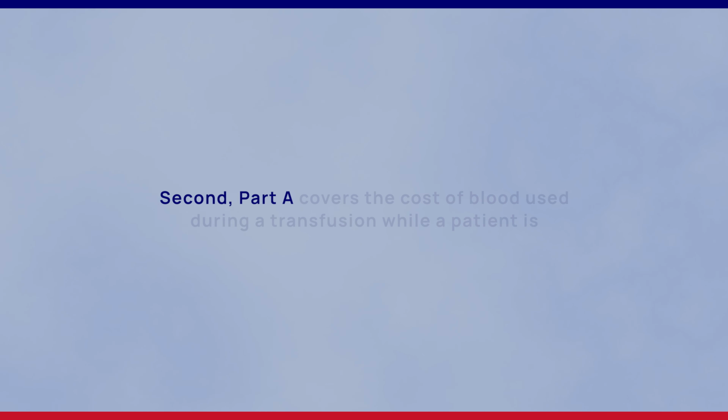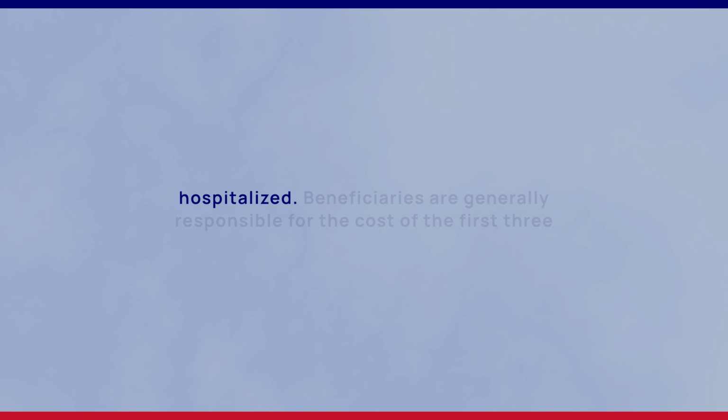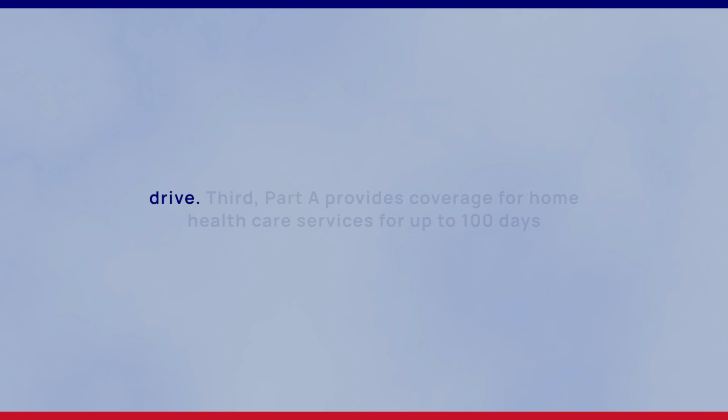Second, Part A covers the cost of blood used during a transfusion while a patient is hospitalized. Beneficiaries are generally responsible for the cost of the first 3 pints of blood unless the blood is donated to the hospital or replaced by a community blood drive.